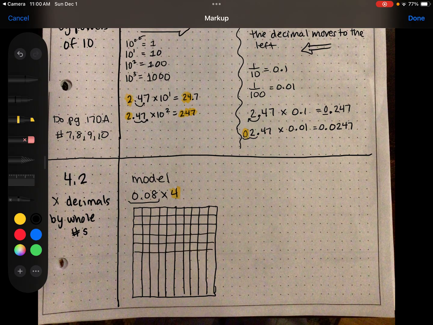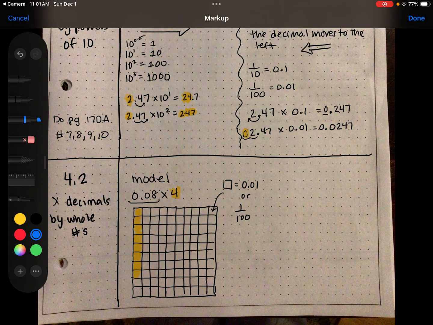So now we need to make this model into a hundredth model by basically just crossing these. And we're going to cut every tenth into 10 parts. And that becomes 10 times 10 or 100. So here's our hundredth model. Okay. Now when we do this, we just need to do 8 hundredths 4 times. And you have to remember that each one of these boxes right here, this little box equals 1 100th.